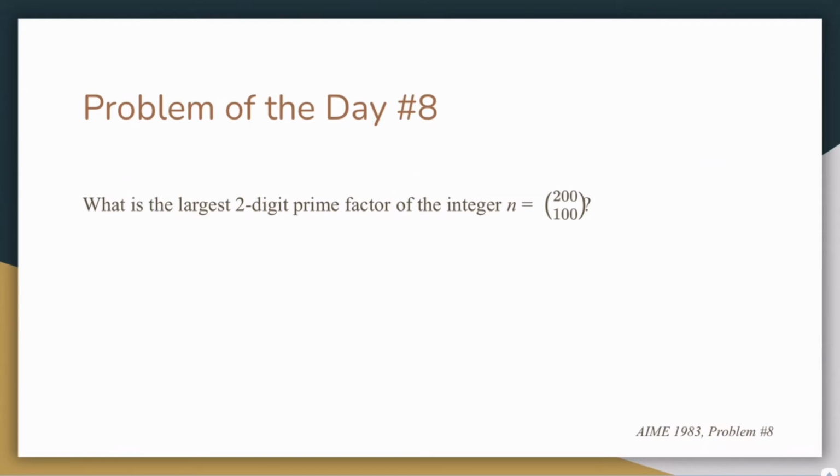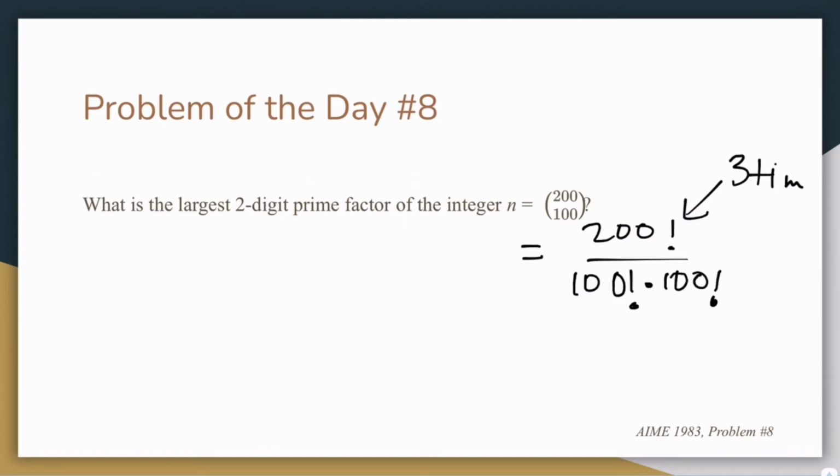This problem was problem number 8 of the 1983 AIME. What is the largest 2-digit prime factor of the integer n equals 200 choose 100? Well, first let's write out what n is. This is just equal to 200 factorial over 100 factorial times 100 factorial. So we need a prime that shows up 3 times here, at least. Since if it shows up only 2 times, and it's 2 digits, then it'll be cancelled out by both of these factors. The highest prime that shows up 3 times is 61, and that's our answer.